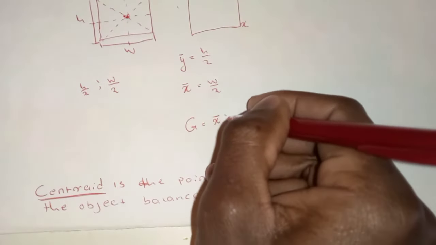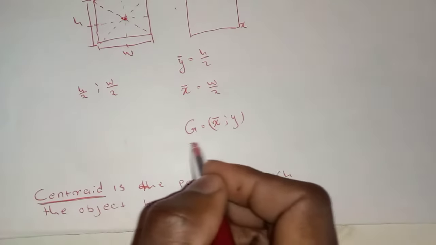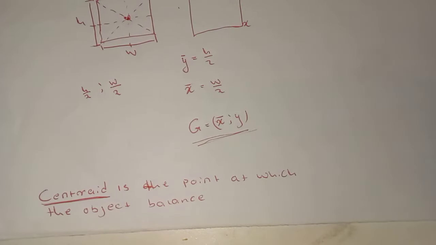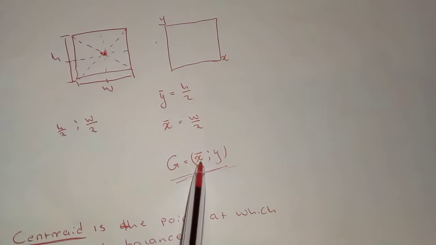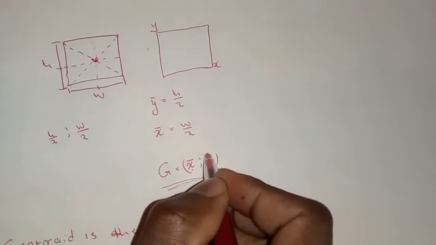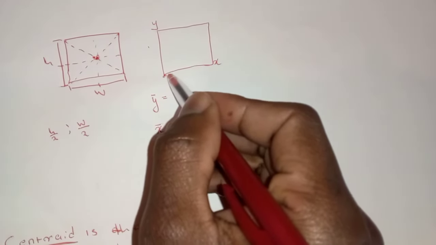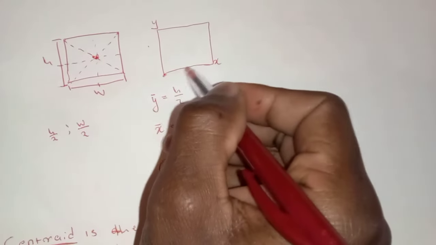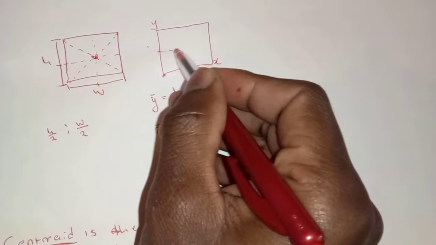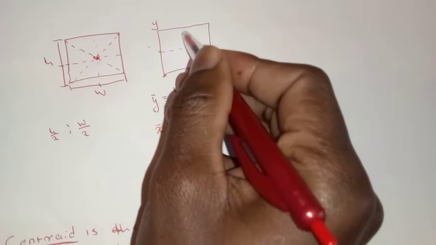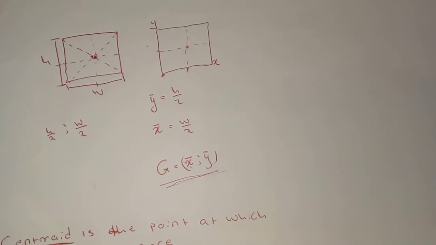And then when we represent, we will say our centroid is equal to x bar, y bar. We want the coordinate of where exactly the centroid is located. So if you have your y bar, you have your x bar. This is x bar. You can just point from this point, mark that x bar, and mark that y bar. Draw straight lines. Where they intersect, that will be your centroid.